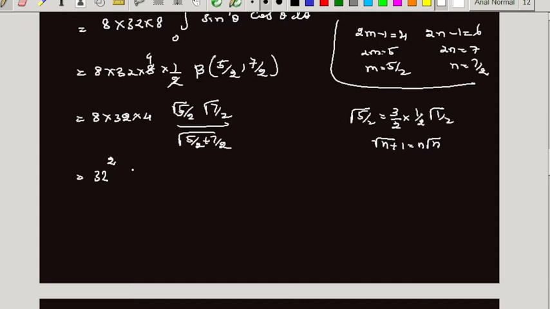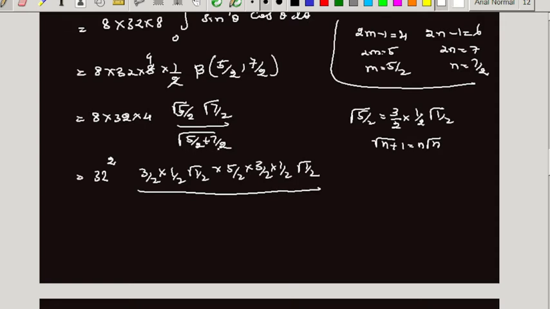So here with help of this one, numerator can be written as 3 by 2 into 1 by 2 into gamma 1 by 2, and 7 by 2 we can write it as 5 by 2 into 3 by 2 into 1 by 2 into gamma 1 by 2. Dividing by denominator, if we add denominators, terms are 7 plus 5, 12. 12 by 2 is 6. This is nothing but gamma 6. So here we know that gamma n plus 1 is n factorial. So using this one, we can write it as 32 square is that.